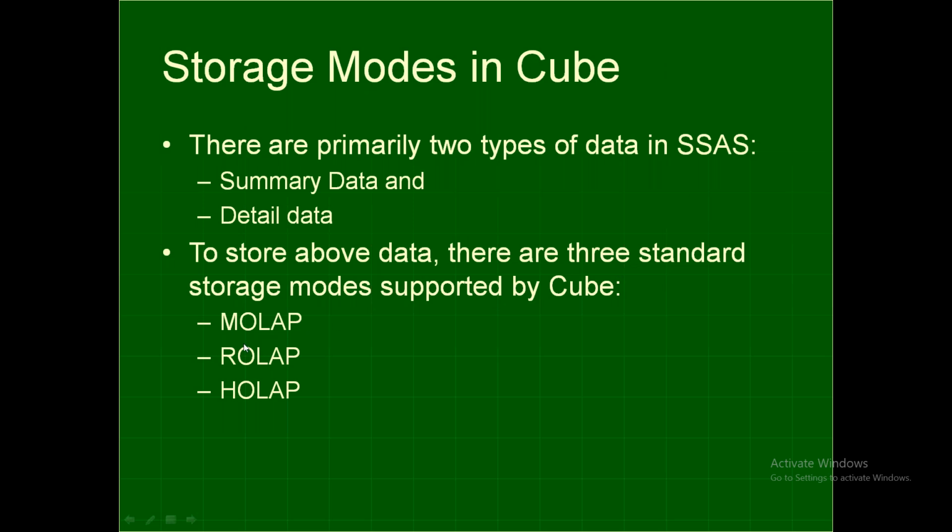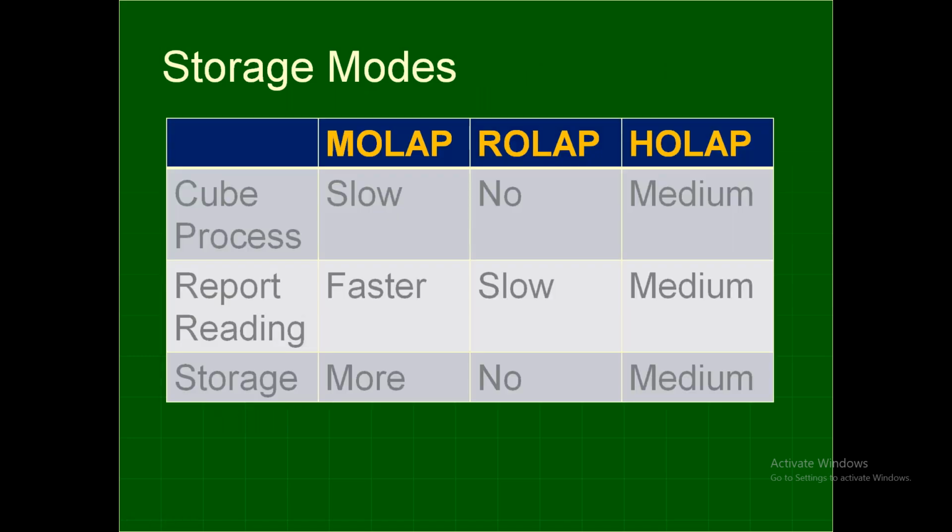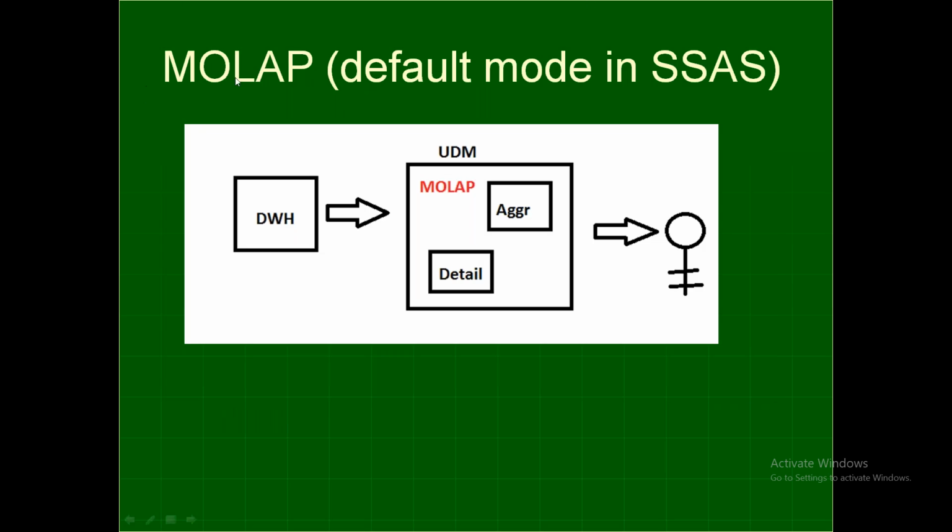To store data, there are three standard storage modes supported by the cube. One is called MOLAP, multi-dimensional OLAP. ROLAP means real-time OLAP. HOLAP means hybrid OLAP. Let us understand the meaning of this. By default, you will get MOLAP. This is the default mode in SSAS.